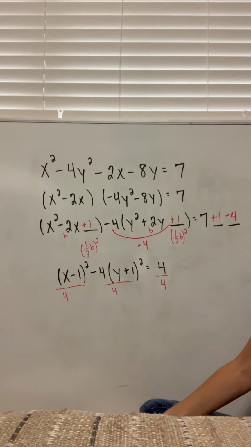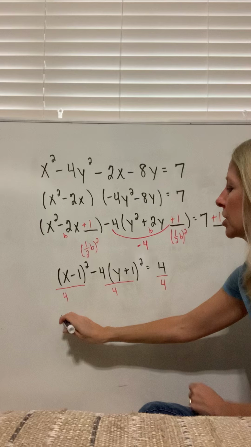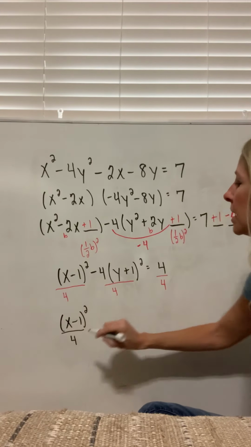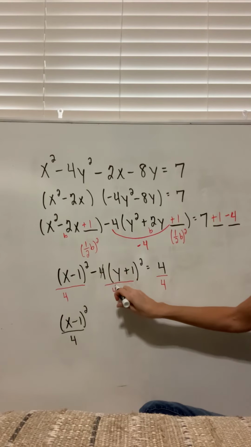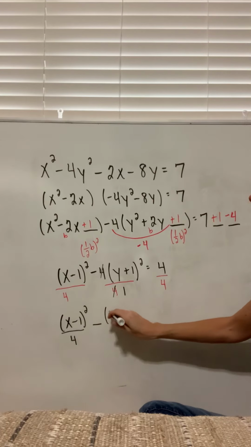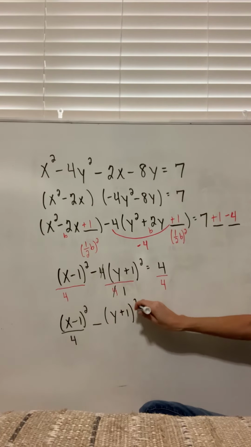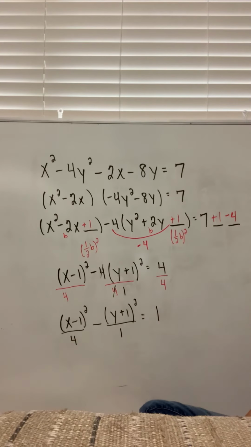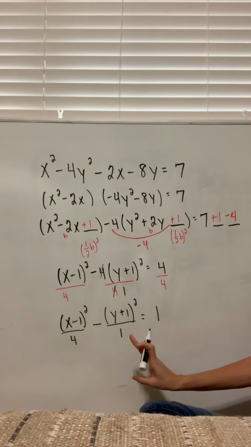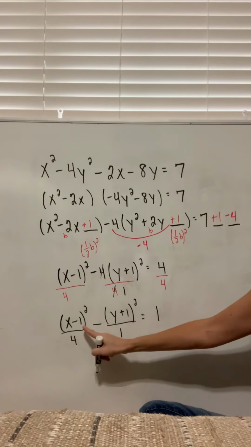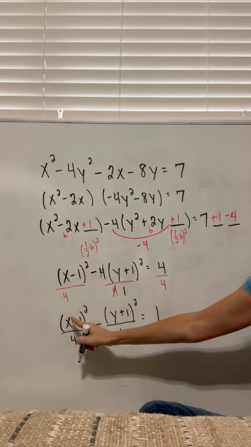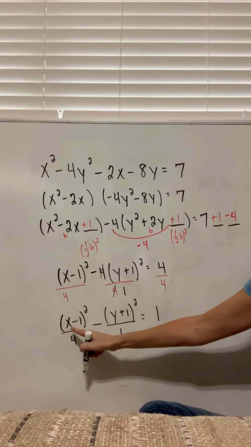Now on the first term, when you divide by 4, it's just going to remain (x minus 1) squared over 4. On the second one, those 4's technically cancel, but they divide to 1. And I'm going to leave it as that denominator of 1, simply because I want to show you what that means. Now that you have it in this standard form, you could find that the center of your hyperbola would be (1, -1). It's going to open horizontally because the x term is first, or the x term is positive.